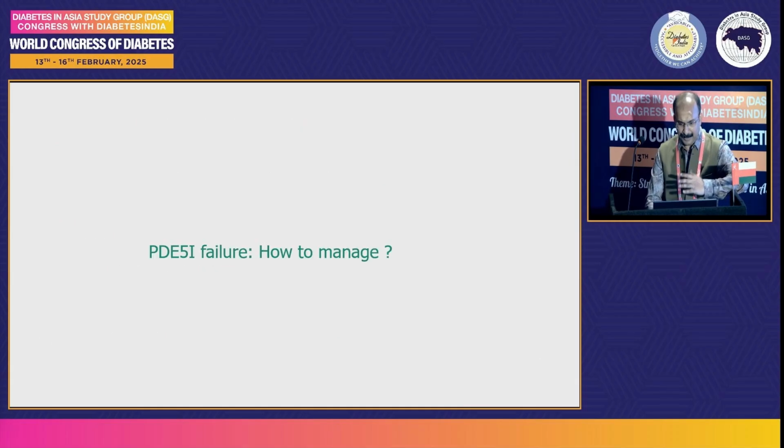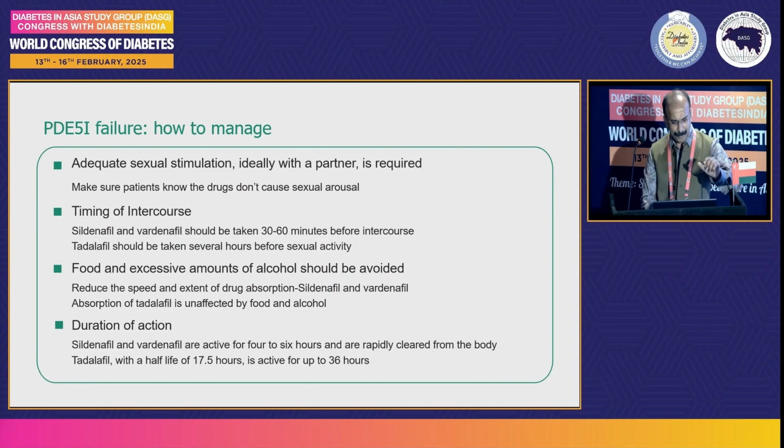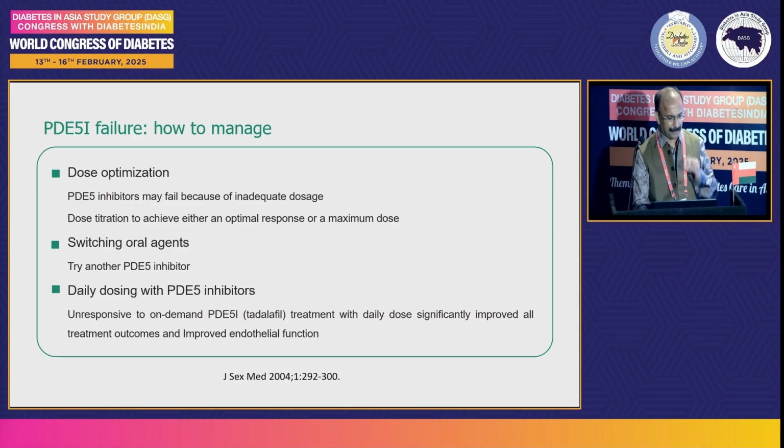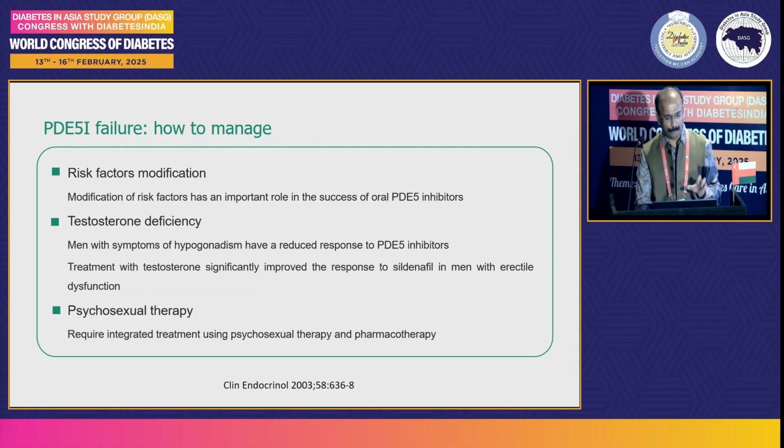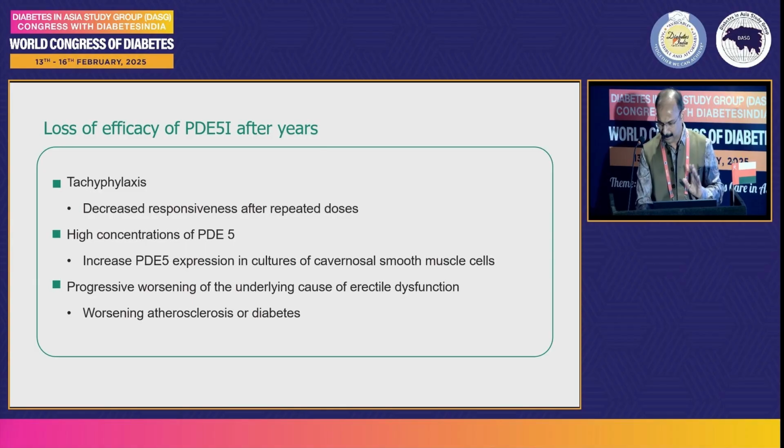So the treatment of failure include patient education about the need of adequate sexual stimulation, timing of intercourse, about the food interaction, duration of action, and optimization of dosage. And if one agent is not working, we can try with another agent. And those who are taking on-demand PDE5 inhibitors, daily doses will be helpful. And control of risk factors and correction of testosterone deficiency and psychological issues also help to improve the outcome in patients with erectile dysfunction on PDE5 inhibitors.